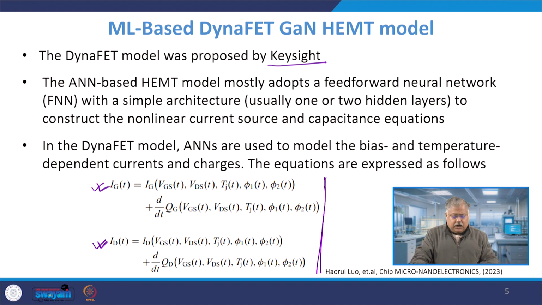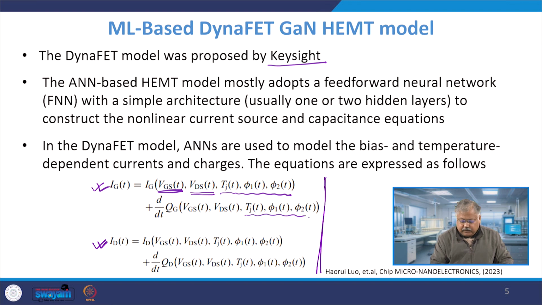Now, if you look carefully here, this gate current, which is a function of time t, is equal to a function of the gate current which depends on the transient biases you are giving, gate to source and drain to source, and a function of certain other variables which are Tj, phi 1, phi 2. And it also depends upon the rate of change of the gate charge with respect to time t, which is again a function of gate to source, gate to drain, applied phi 1, phi 2, and the value of Tj, right? Same thing happens for Id.